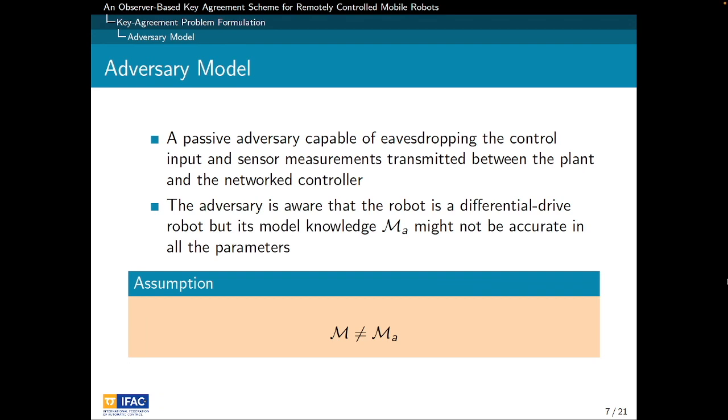In this paper, we consider a passive adversary capable of eavesdropping on the control input and sensor measurements transmitted between the robot and the network controller. Also, the adversary is aware that the robot is a differential drive robot. And if we denote the adversary's model of the robot with MA, this model is not as accurate as the actual model of the robot, because the adversary doesn't know the exact values of some of the parameters.